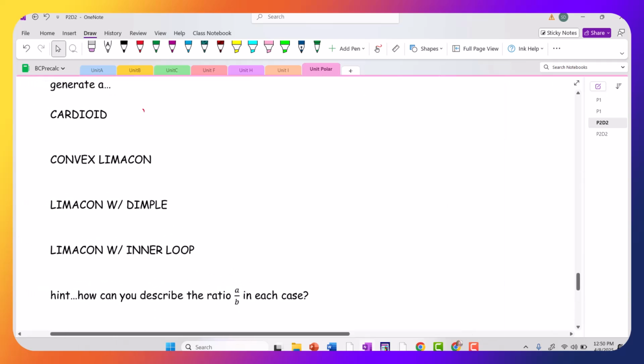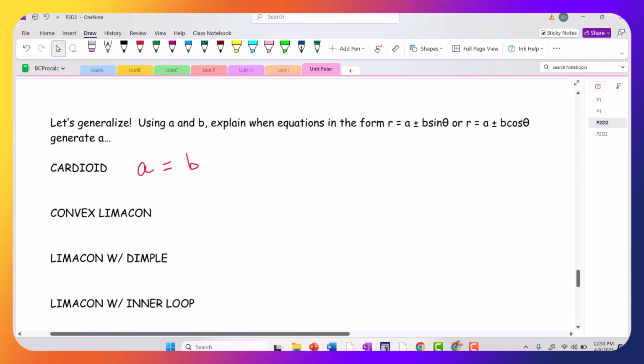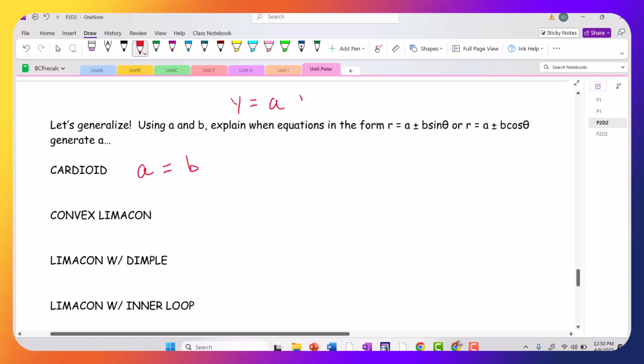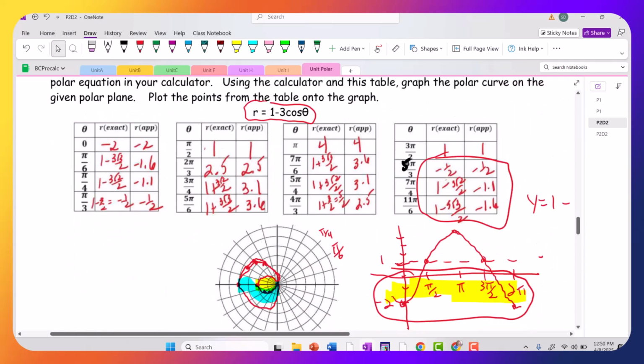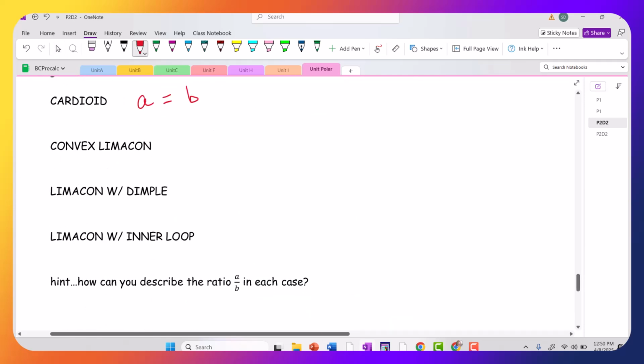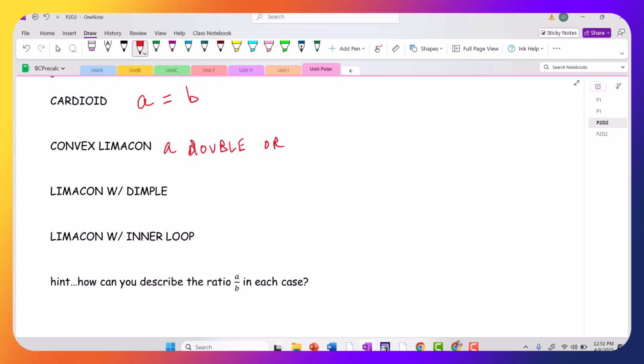Okay, so cardioid, A equals B. When we have this y equals A plus or minus B, sine or cosine, let's know our sine cosine rules: up, down, right, left. Cardioid happens when A equals B. Convex, these are all the same. I don't really want to make a big deal about this. This is when A is double or more. And then these are both when A is larger than B. Let's get that straight. Okay. When it's a dimple, A is less than double.